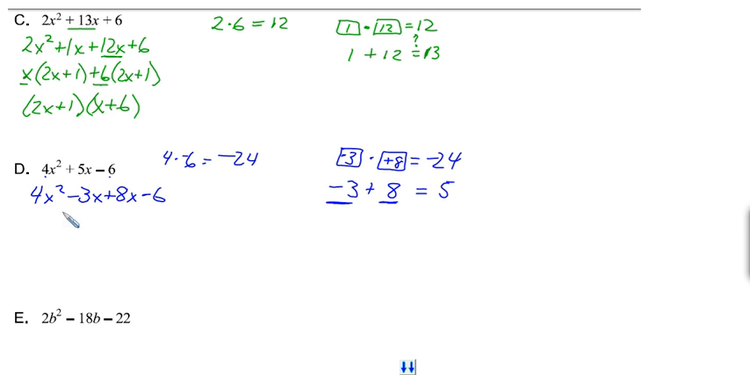Okay, anyway, first pair you can divide out an x. On the second pair, you can divide out a 2. And what do the two have in common? Well, they have a common factor of 4x minus 3. And what is 4x minus 3 being multiplied by? Looks like x plus 2.